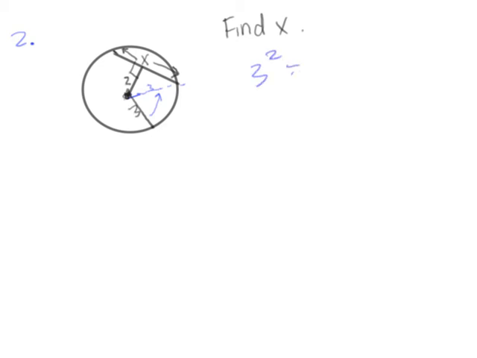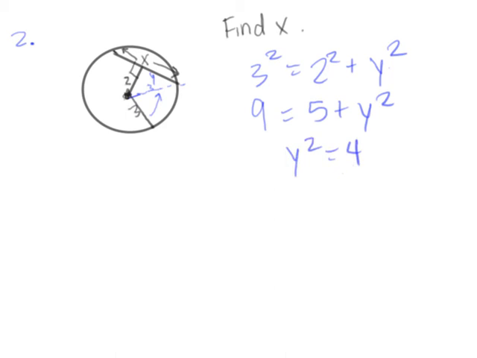So I'll do 3 squared will equal 2 squared plus, I don't know what this is, but let's call it y instead. Y squared. So I have 9 equals 5 plus y squared. And I subtract 5 from both sides. So y squared will equal 5. I did that backwards. Let me erase. I hope you saw my mistake earlier than I did. 2 squared is 4. And then when I subtract 4 from both sides, I get 5. And now y is equal to the square root of 5.